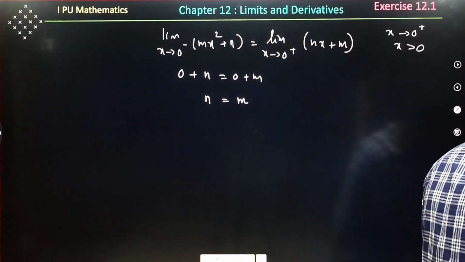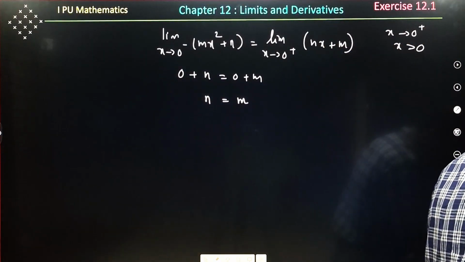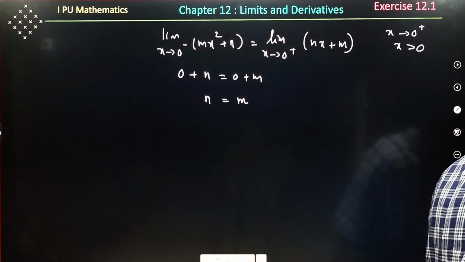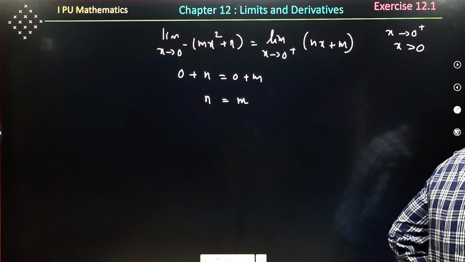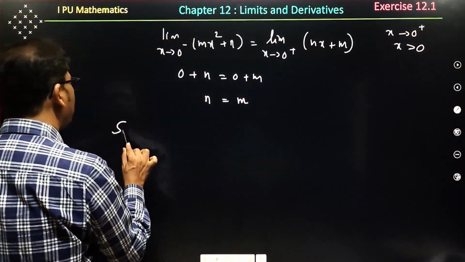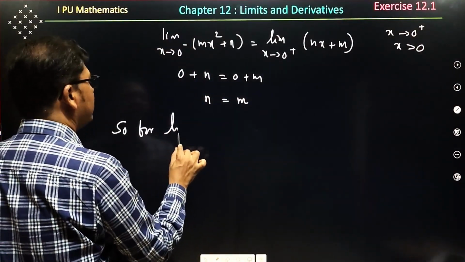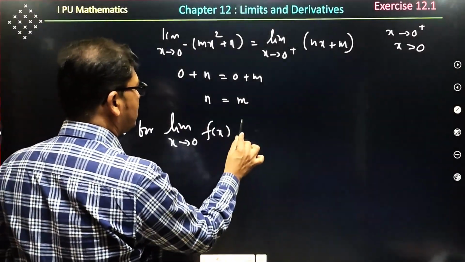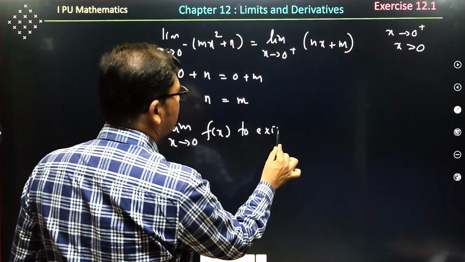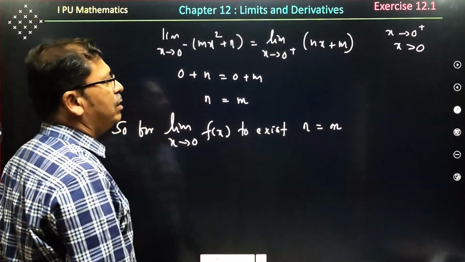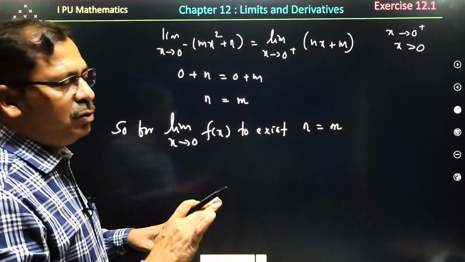So what we conclude, first case, limit x tends to 0 fx to exist we need. So for limit x tends to 0 fx to exist, the condition is n must be equal to m. The value of n and m must be equal to same.